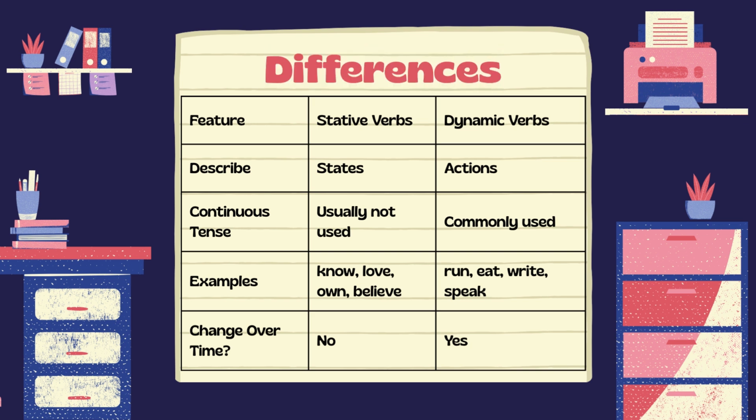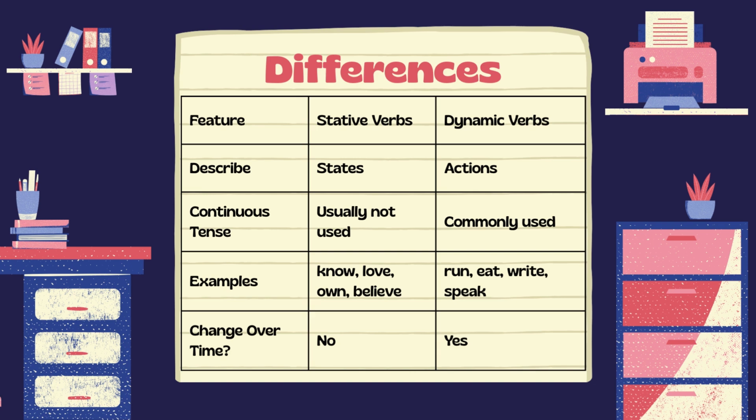Now, the difference between stative verbs and dynamic verbs. Stative verbs describe states and dynamic verbs describe actions. Continuous tenses: stative verbs are usually not used in them, and dynamic verbs are commonly used.